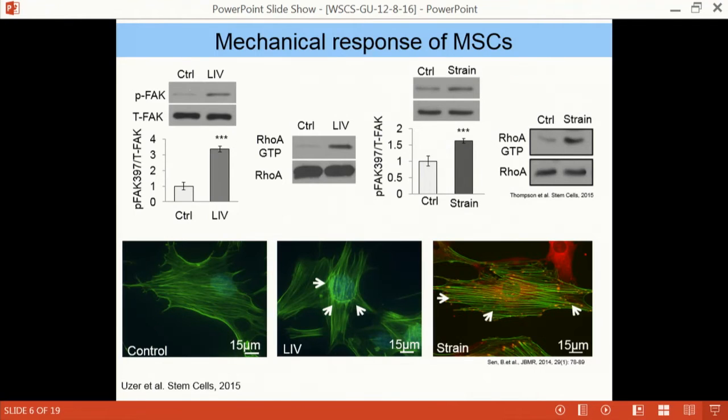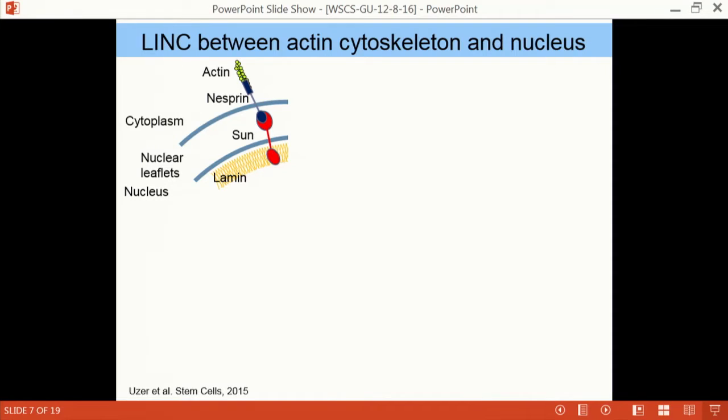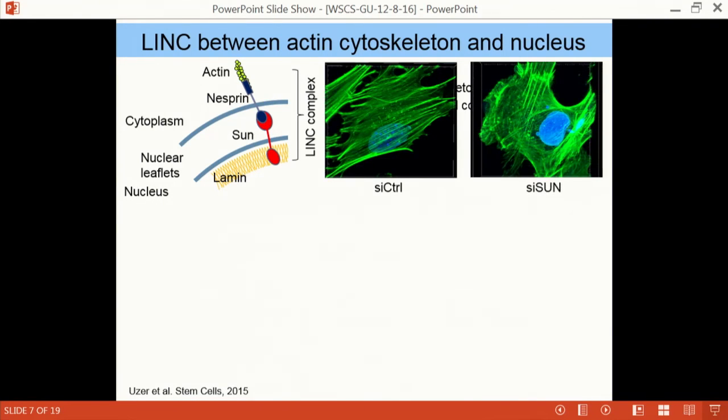One of the questions we wanted to ask was how connectivity within the cells can affect this mechanosensitivity. We wanted to look at the role of LINC complexes in mediating this. The LINC complex is a two-part protein complex. Nesprin binds to the actin cytoskeleton, and SUN proteins bind to the intranuclear lamin network, connecting the nucleus to the outside world.